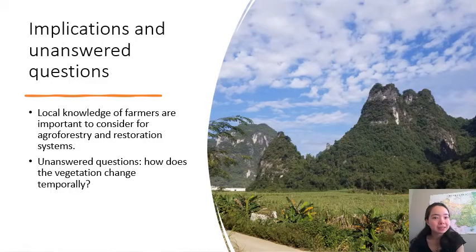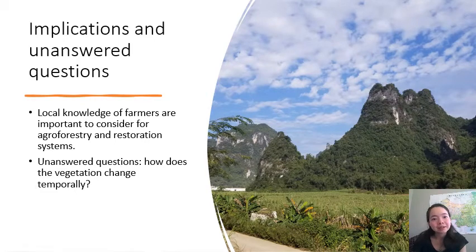From these highly diverse uses of land, we see the individual smallholder decisions. I think this reflects the local knowledge of farmers, because they chose these crops to plant because they know that these have high value, they know where to sell it, and they know how to plant it. And I would argue that when we design agroforestry system and restoration projects in this area, these are really critical information to consider. And there are also many more unanswered questions.